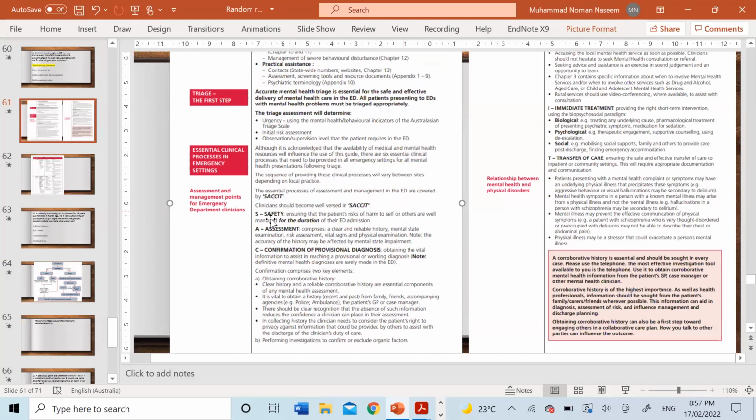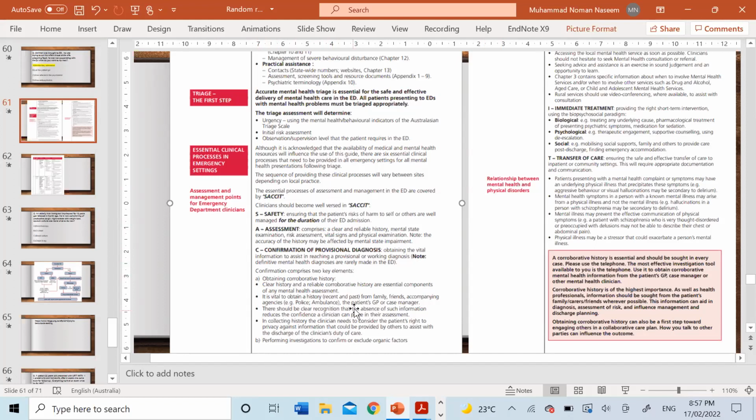Now for S, we use this for the management of these mental health illnesses. As for safety, first of all, safety of the patient, safety of the doctor is very necessary. So we call the security, we restrain the patient so that they cannot harm themselves or others. And then we do the assessment by taking history from a reliable source. We do the mental state examination, risk assessment, the shebang, the vital signs, physical examination, everything.